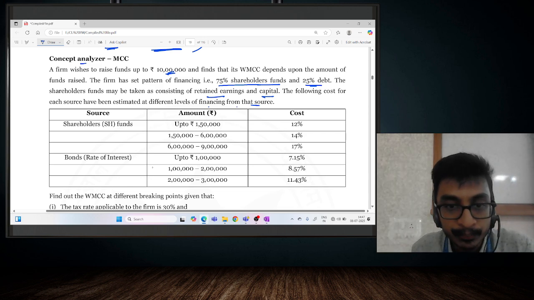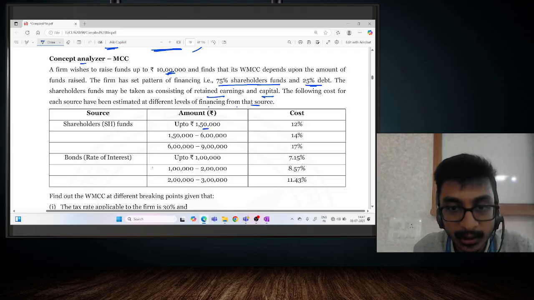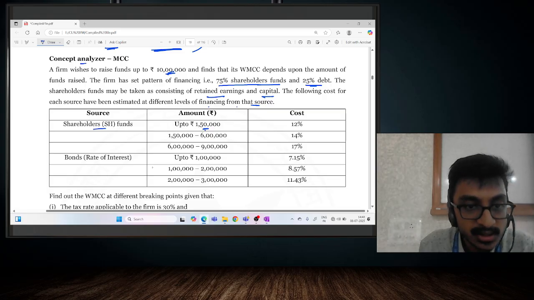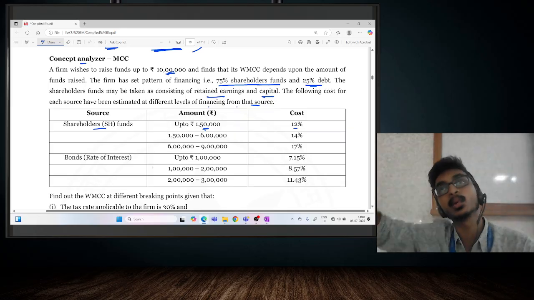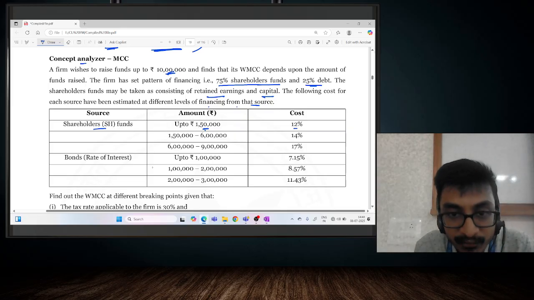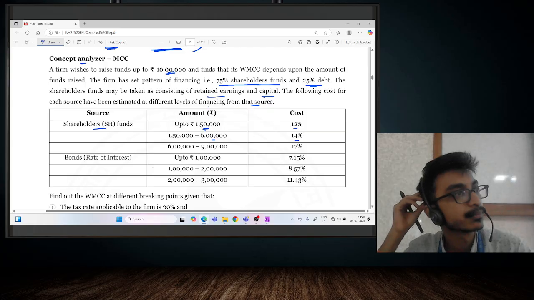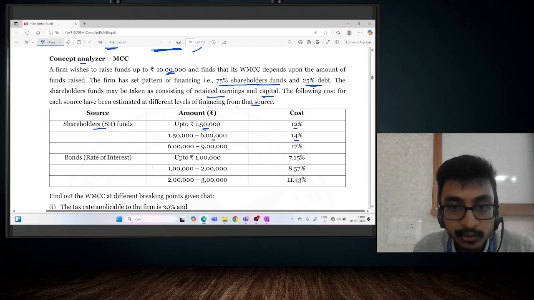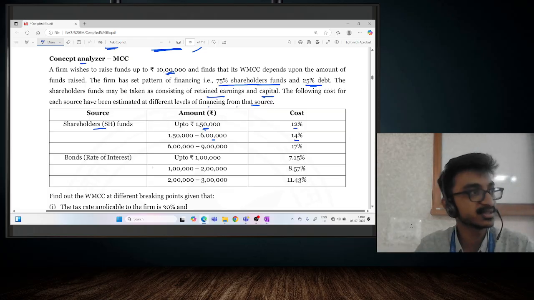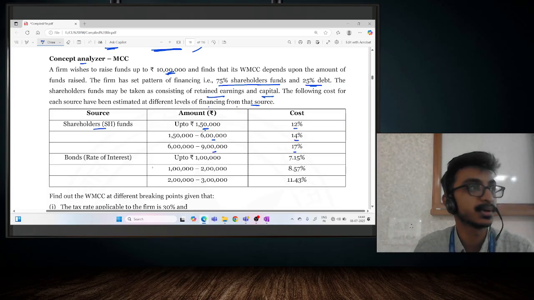So here, up to 1,50,000 rupees, you can raise shareholders fund at the rate of 12%. But if you are going beyond 1,50,000 and if you are within the 6 lakh rupees range, you can raise shareholders funds at 14% cost. Is this clear? So if you are going beyond 6 lakh rupees and if you are within the 9 lakh rupees range, you can raise shareholders fund at the rate of 17%.